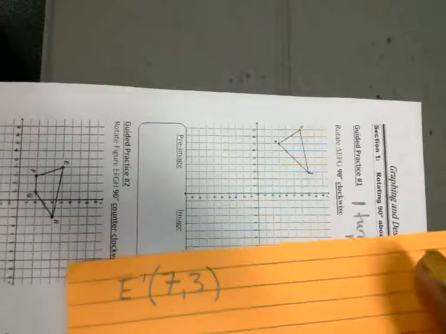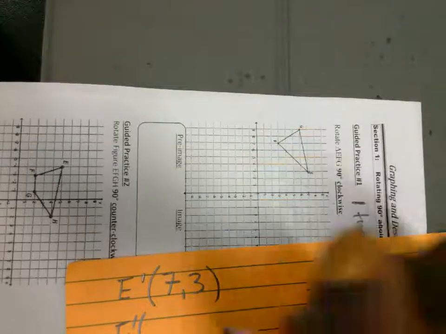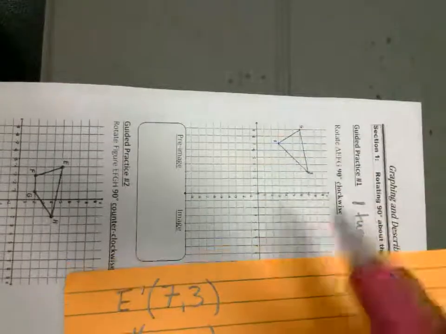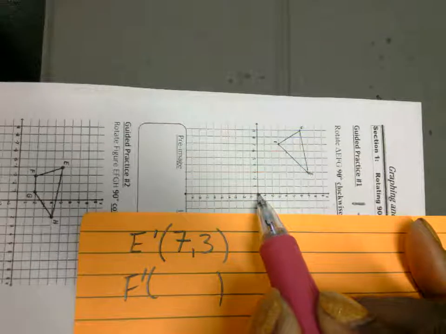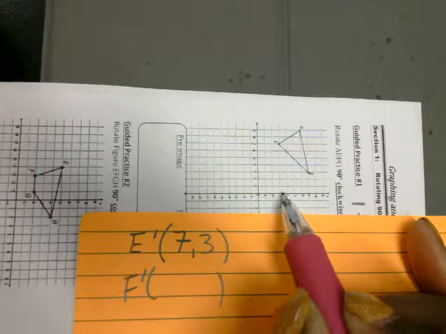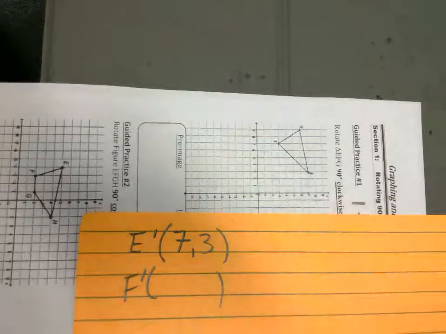All right, let's do F. See if you can write the new ordered pair for F on your own. Start at the origin and move over and up and write that new ordered pair. See if you can do that on your own.